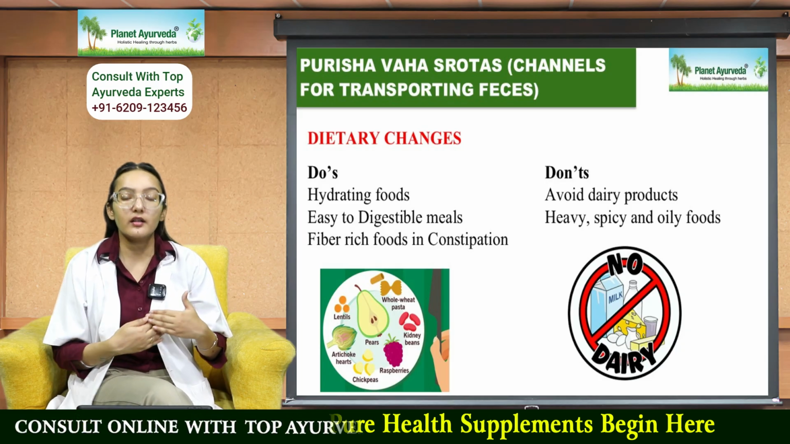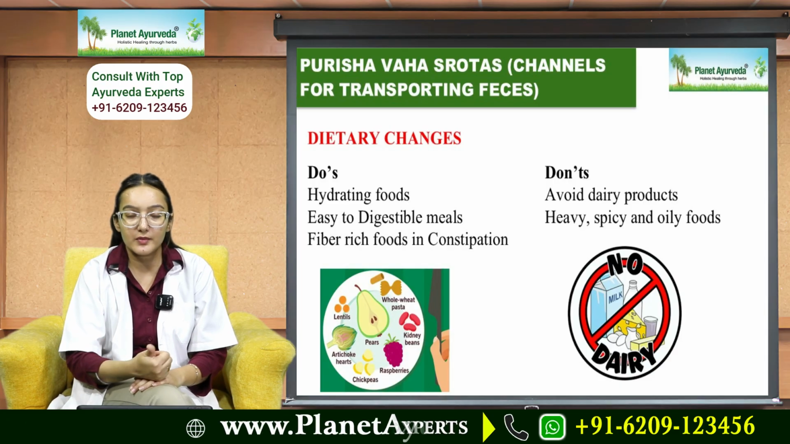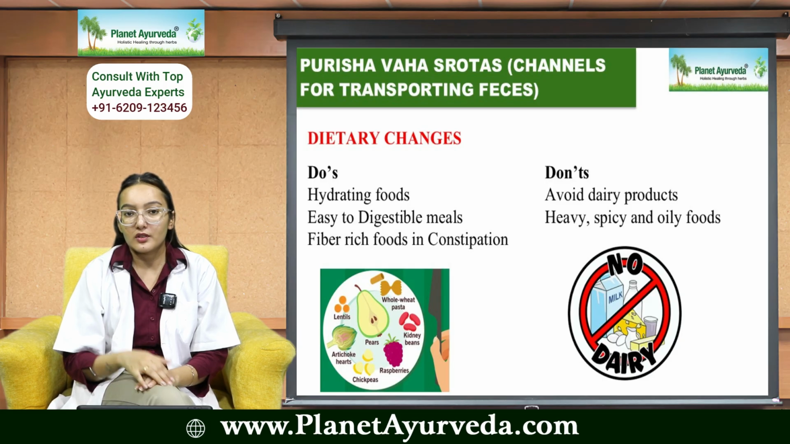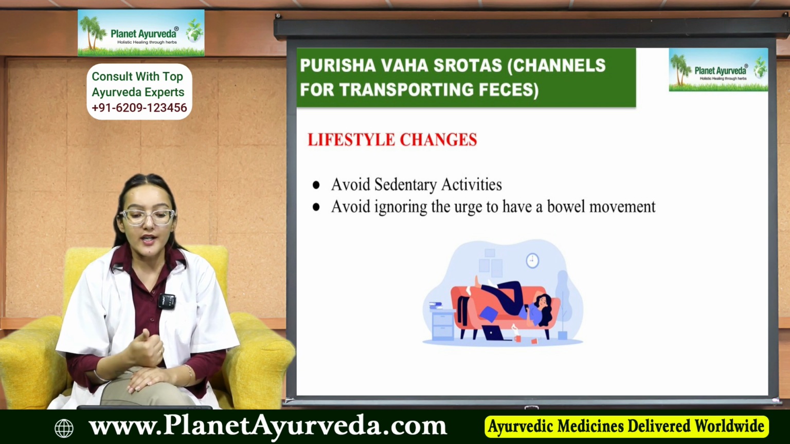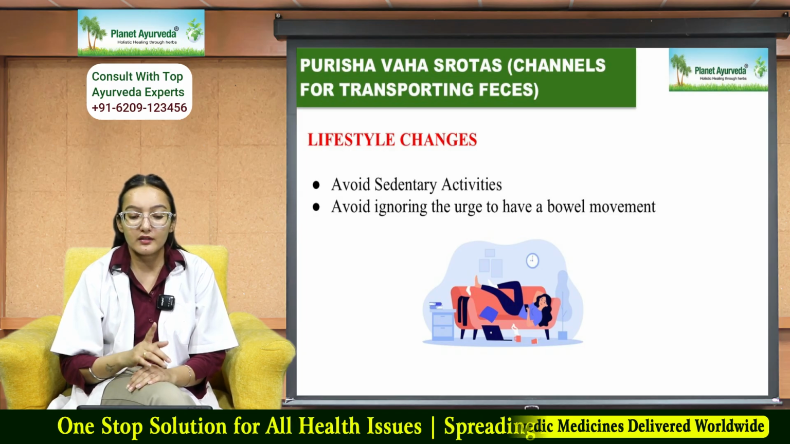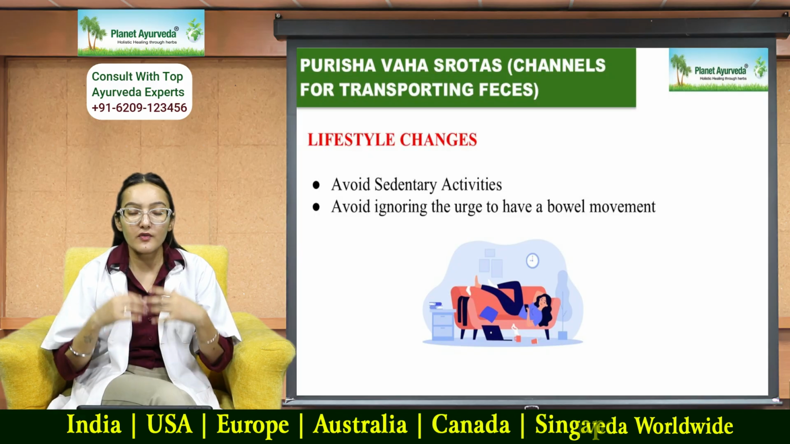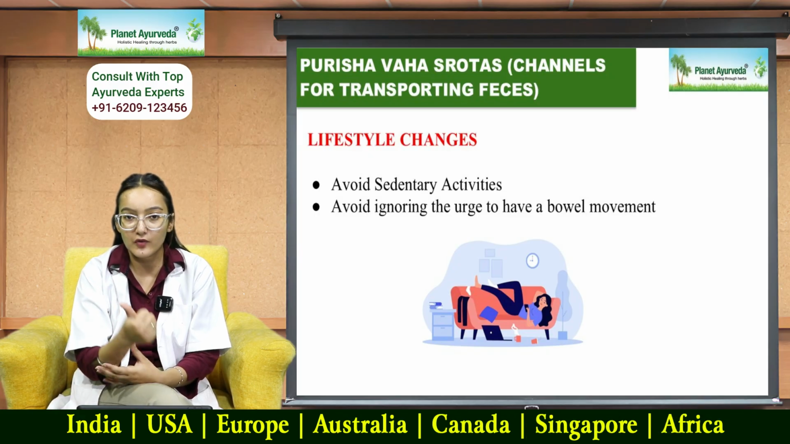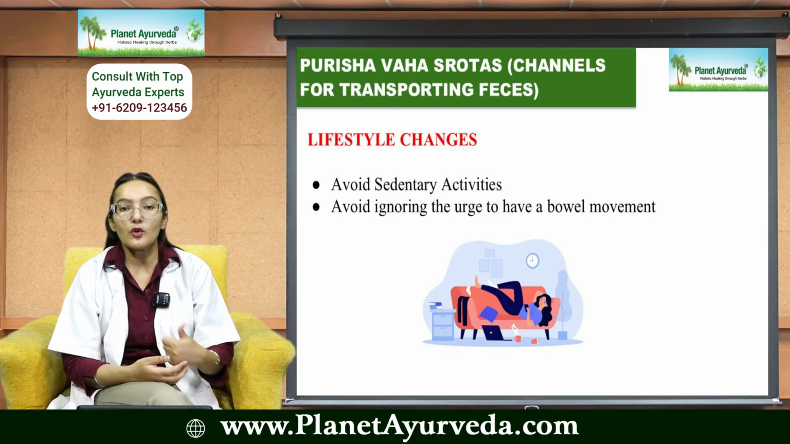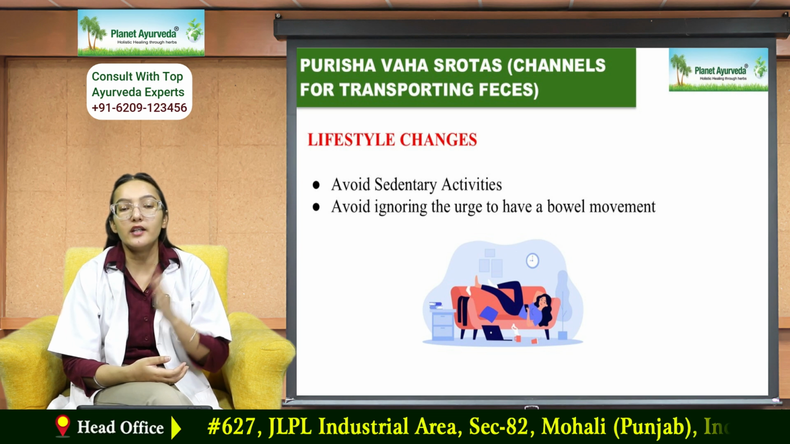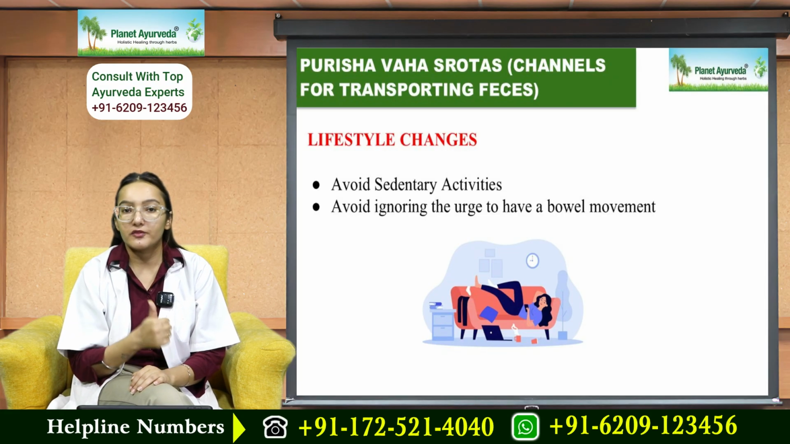The intestines are the place of pitta dosha, so it is advisable to take a diet that balances pitta dosha; cooling things can be had. Again, the lifestyle changes: avoid sedentary activities. Avoid ignoring the urge to have a bowel movement. This is one of the basic things one has to change because it causes vitiation of such channels. We need to take care of the functions of these channels and the natural urges related to them. Do not suppress those urges, because suppression is the number one cause of their vitiation.